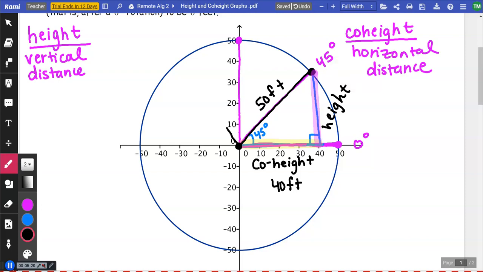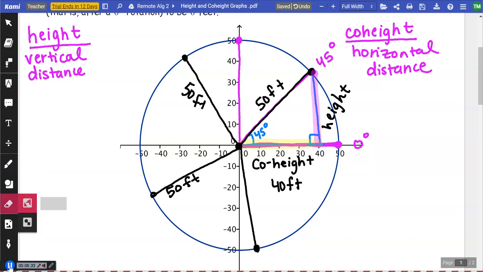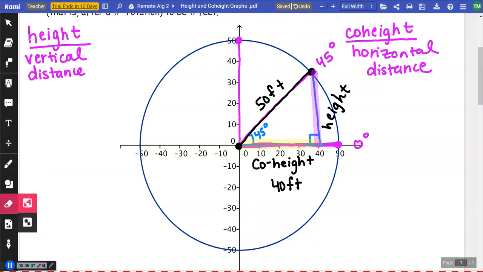So if you draw the line from here to here, what's that distance? 50 feet. What about this distance? And this distance. Because the radius is 50 feet, all those distances are 50 feet as well. Okay. And then the height, what is that? Like 35?